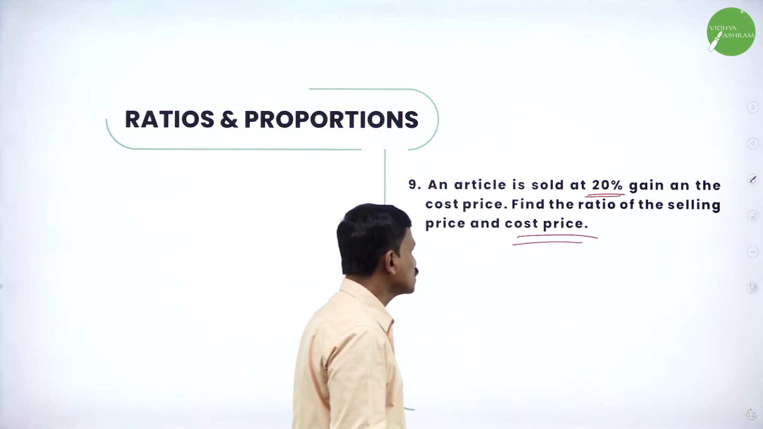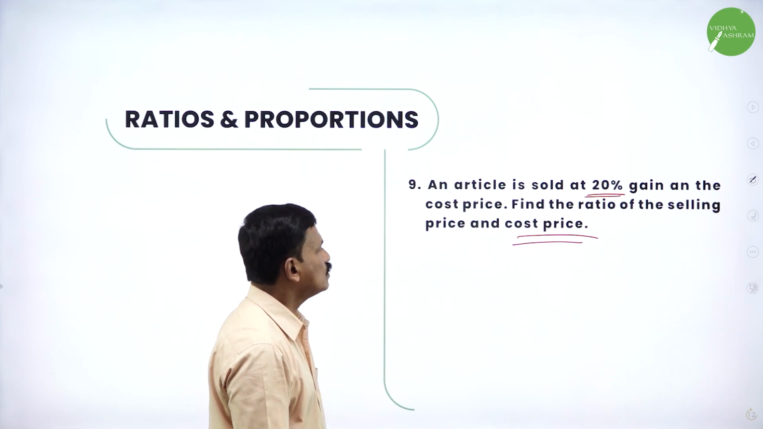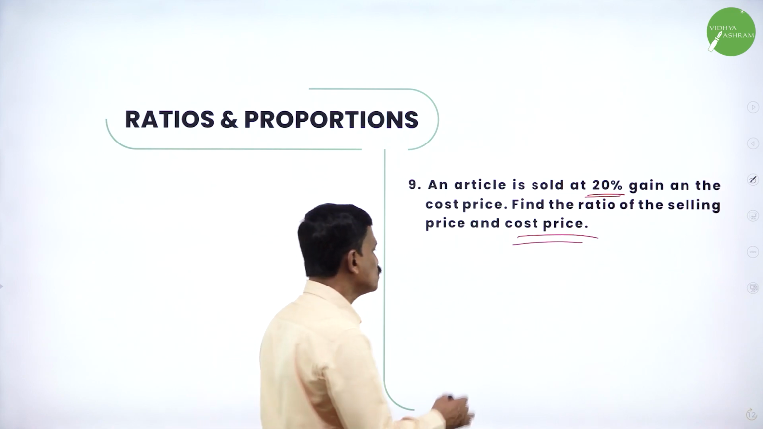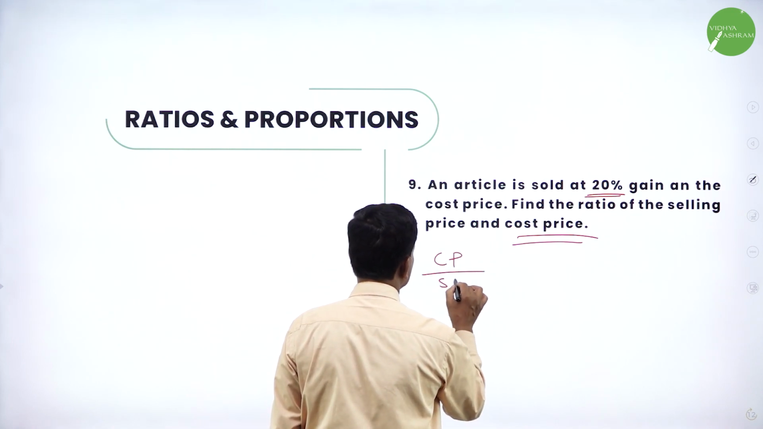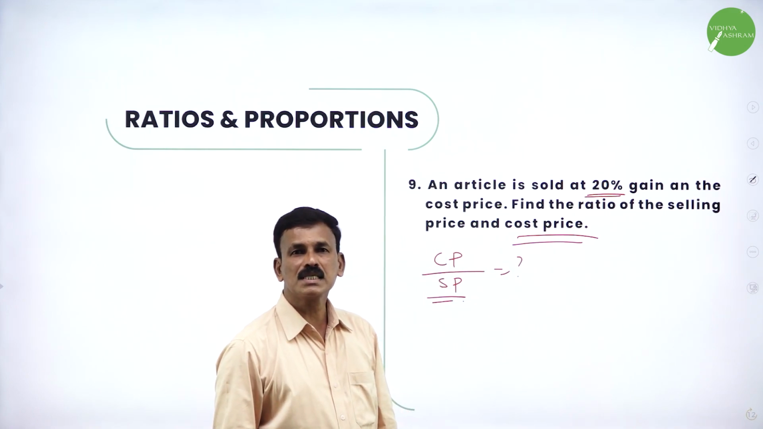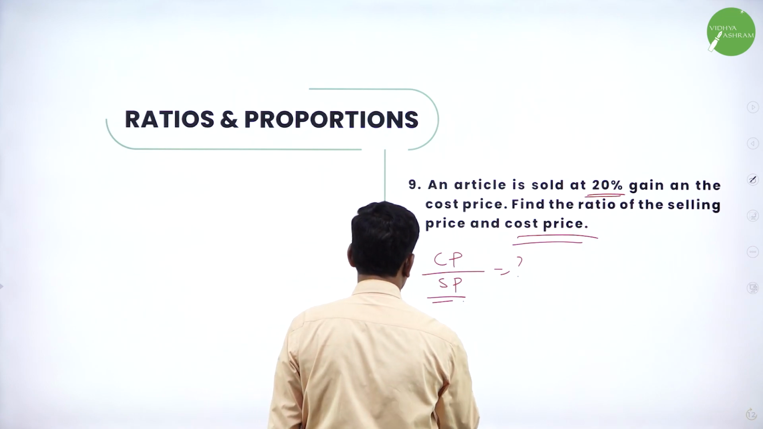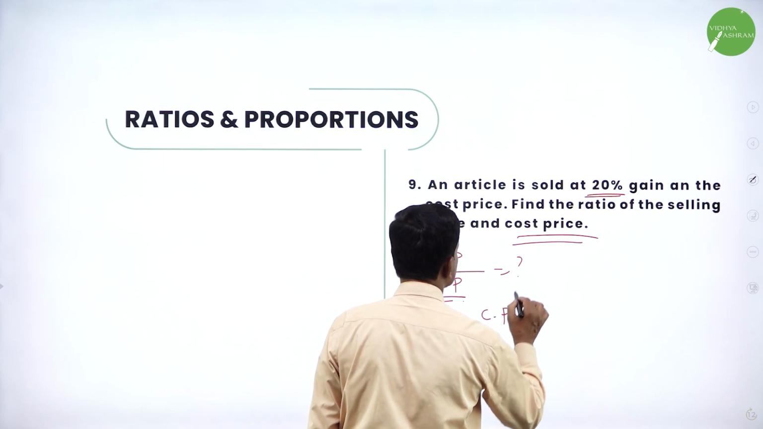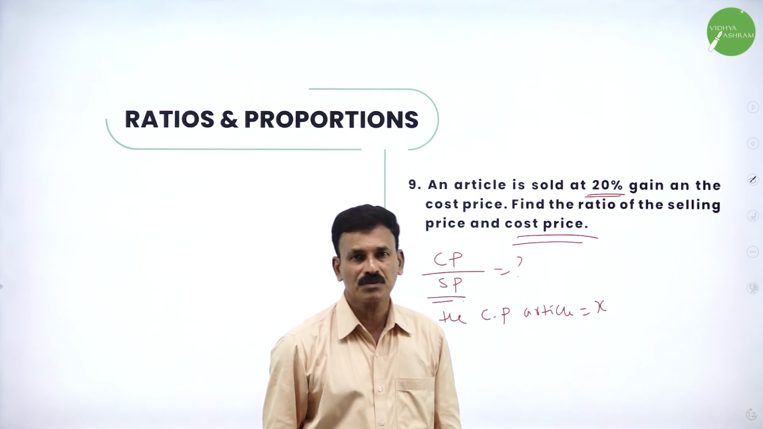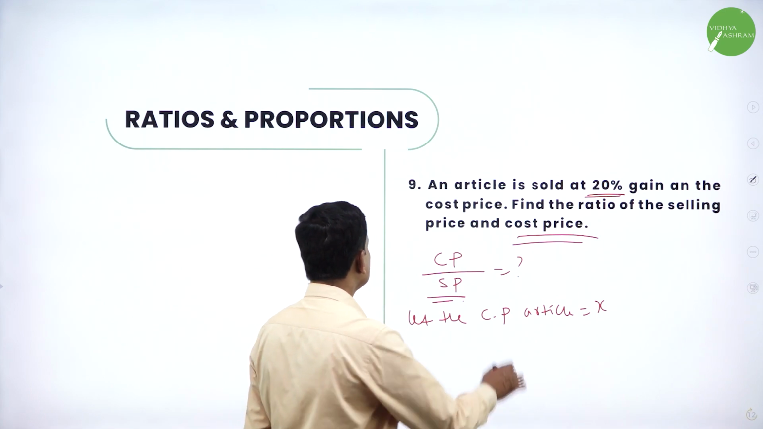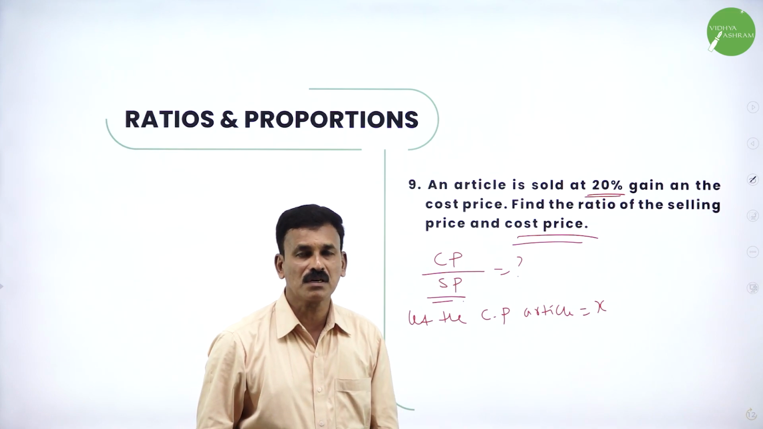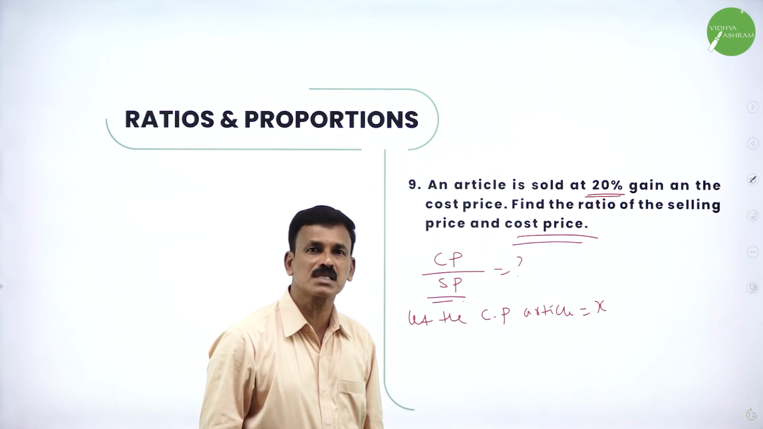So, here the article is sold at 20% gain. What is required is to find the ratio of selling price and the cost price. So, the ratio of selling price by cost price is to be determined. Okay. Now, let us consider the cost price. Let the cost price of the article be equal to X. Okay. What is the percentage given? An article is sold at 20%. Now the 20% of X is to be determined.